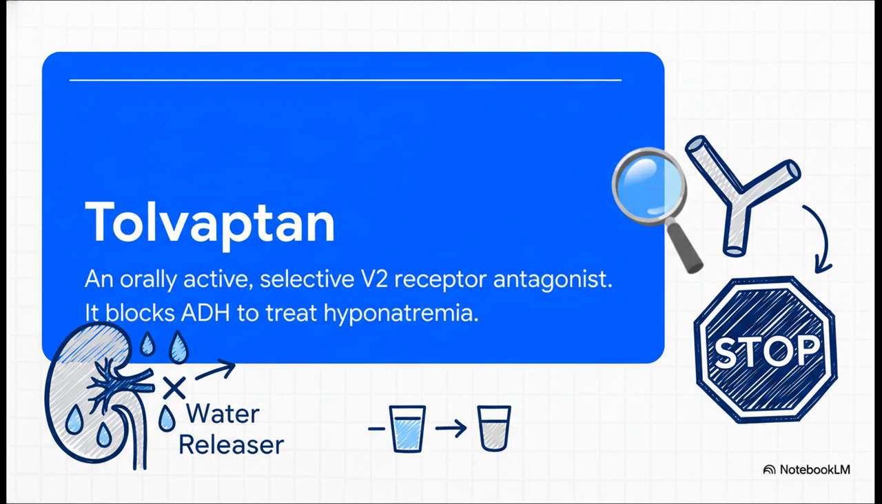Well, in conditions like SIADH, the syndrome of inappropriate ADH secretion, where the body is making too much ADH, holding on to way too much water, and the patient's sodium is dangerously low. That's when we bring in tolvaptan to release all that excess water.